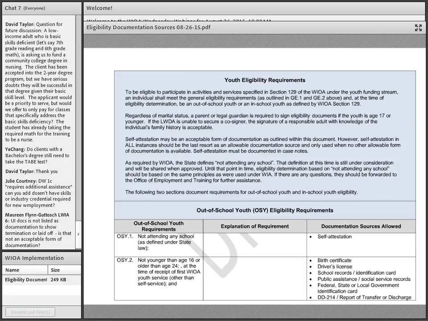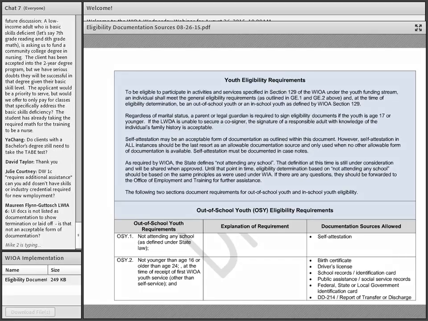Under out of school and in school, I've received a lot of questions. There's a section on not attending school for out of school youth, and currently in IWDS, the only choice for documentation is an applicant statement. I've received lots of emails asking, could we use a high school diploma to prove that they're out of school? What that doesn't prove, though, and I ran into this year in data validation, is that a high school diploma proves they've graduated, but it doesn't prove that they're not in a college.